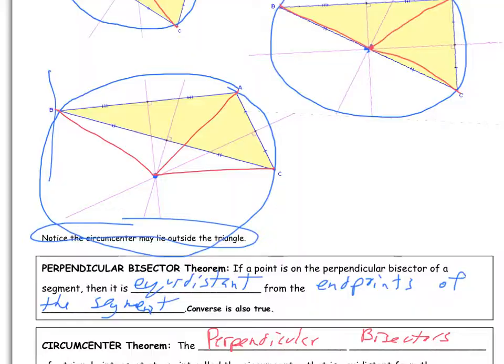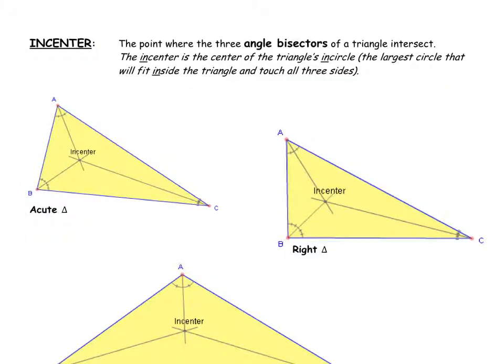Okay, now we're going to look at the incenter. The incenter is the point where the angle bisectors, different than perpendicular bisectors, intersect. So we draw the angle bisectors, and where they intersect is the incenter. The incenter is the center of the circle that contains the incircle. Okay, the incenter is the center of the incircle.